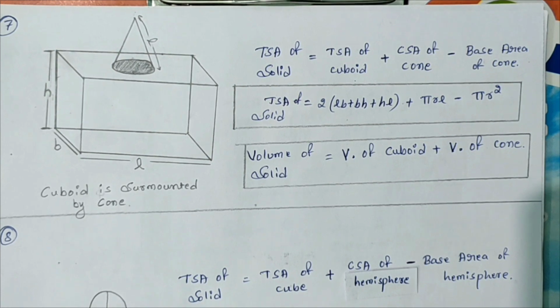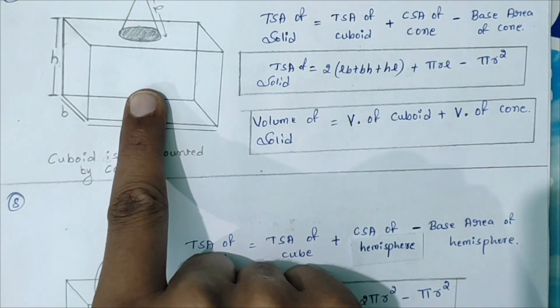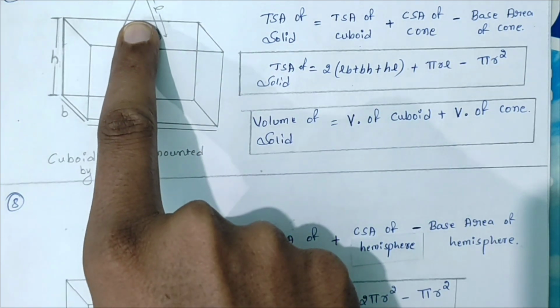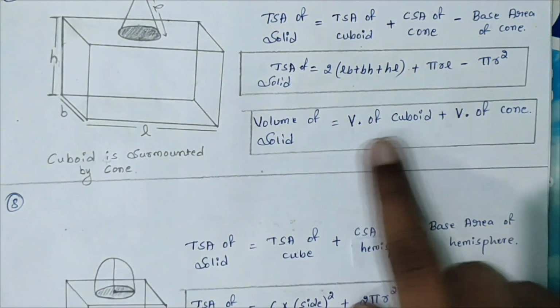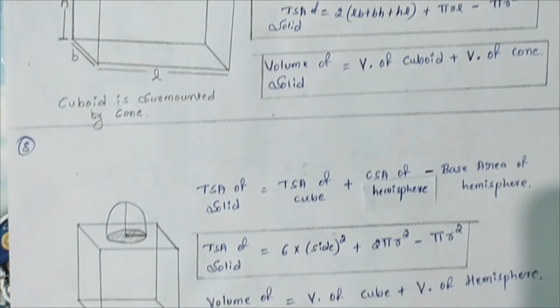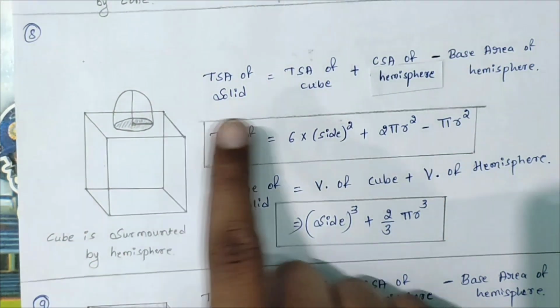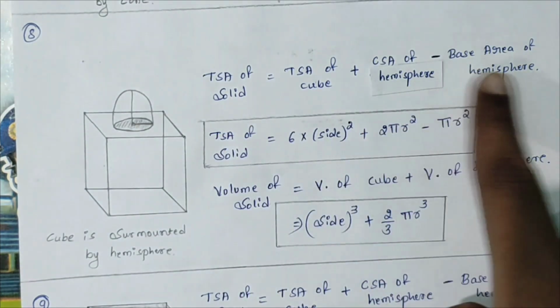If we want to find the volume, it is very simple, students. Find the volume of a cuboid and then find the volume of a cone. Add these two, you are going to get the total volume for this model. Similarly, I am having one more model like this, and the calculation and formula are provided here.